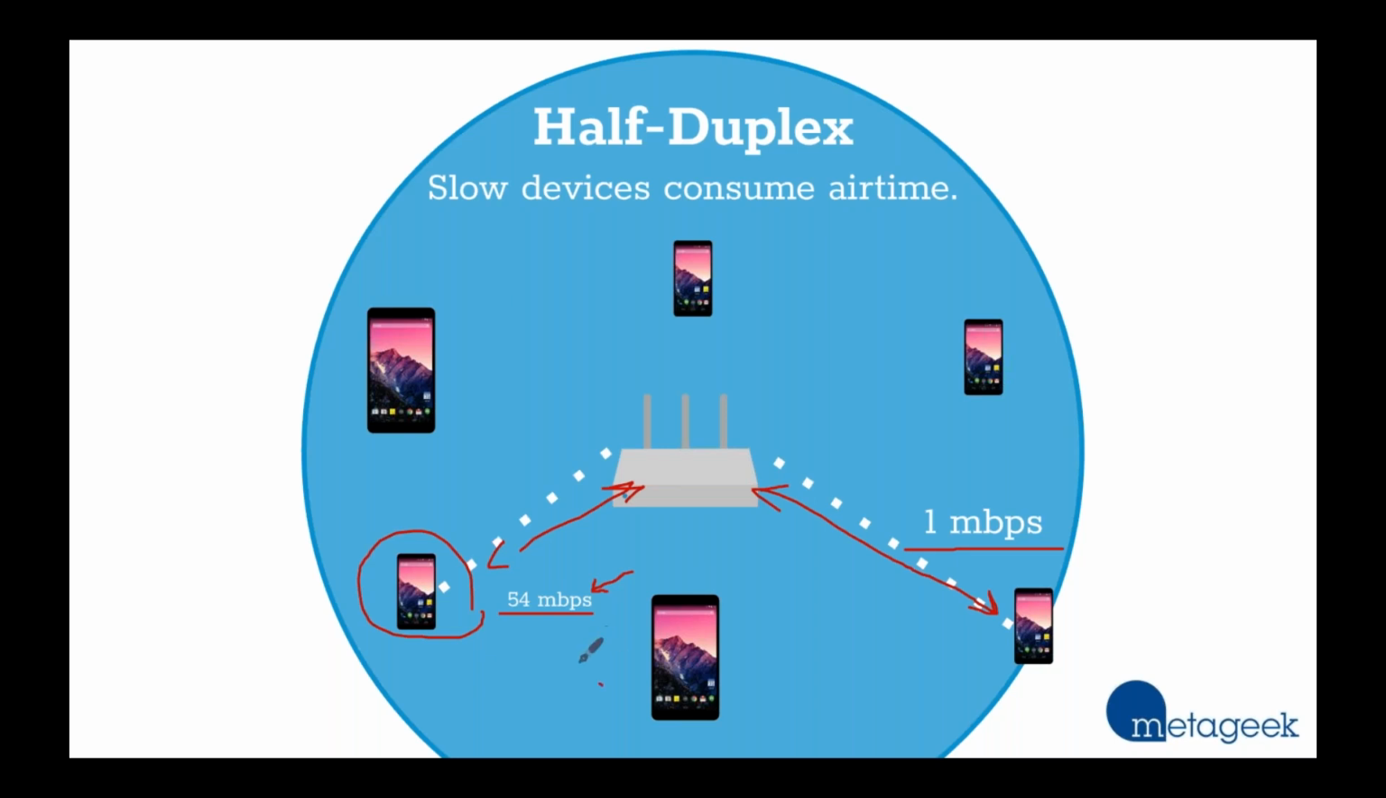For example, this device that's transmitting at 54 megabits per second is going to transmit and get off the air relatively quickly. It's not going to spend a whole lot of time on the channel, whereas this 1 megabit device is going to transmit 54 times slower. It's going to take it 54 times longer to transmit the same amount of data.